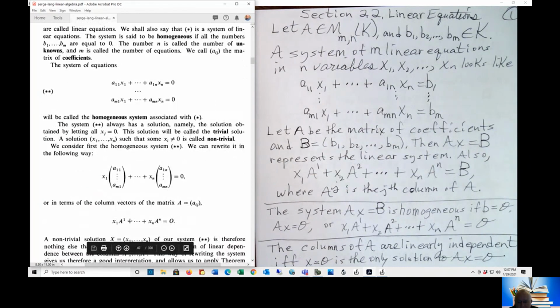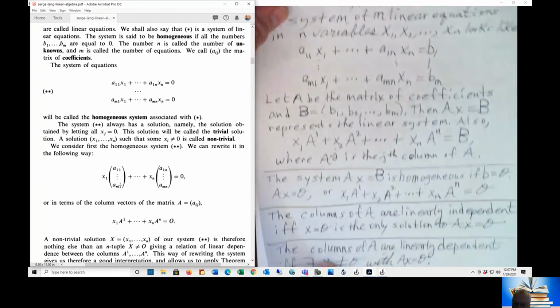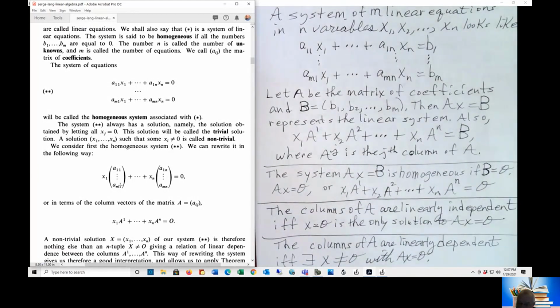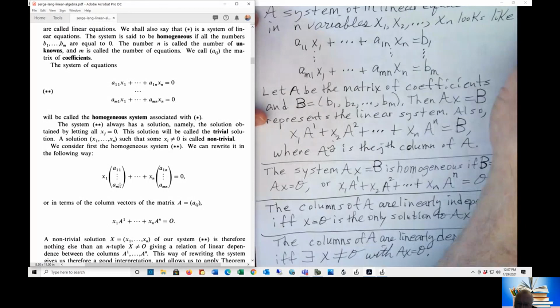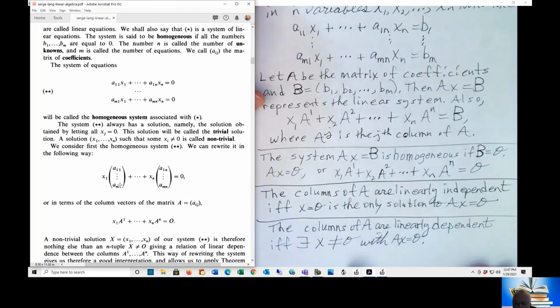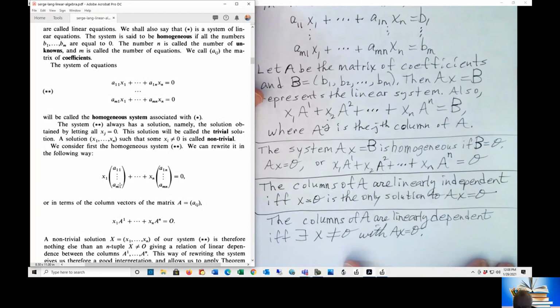We say that a system of linear equations, AX equal B, is homogeneous if the B vector is equal to 0. Again, that's supposed to be a capital B there. If the B vector is 0. Or in other words, a system is homogeneous if you're looking at the linear combination of the columns of the coefficient matrix equal to the 0 vector.